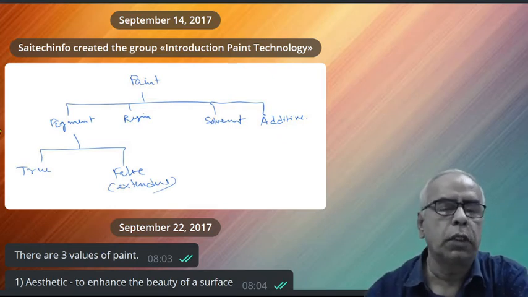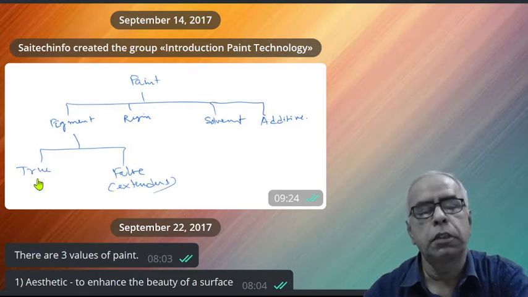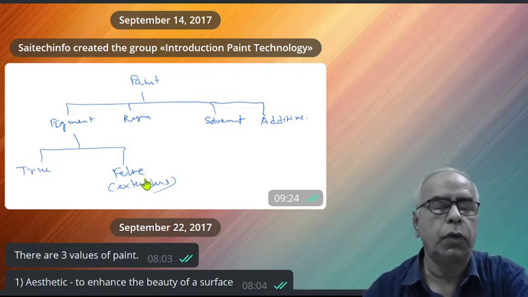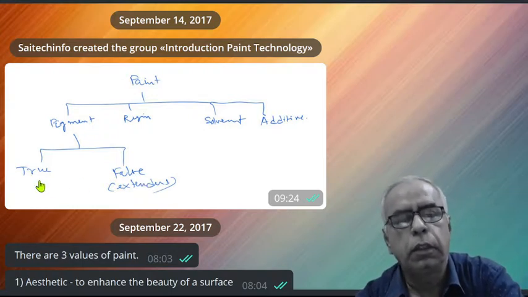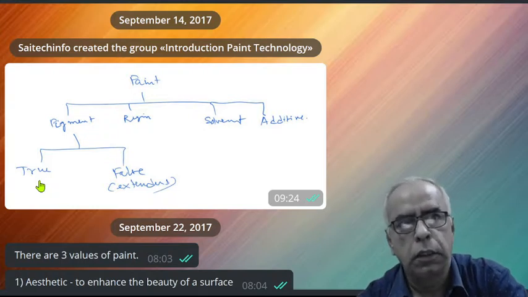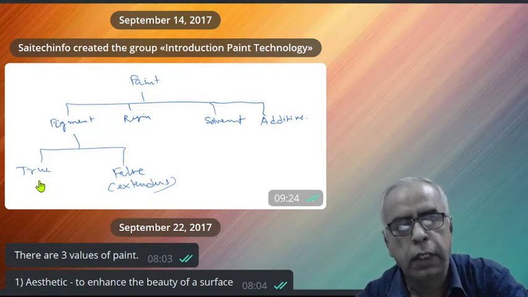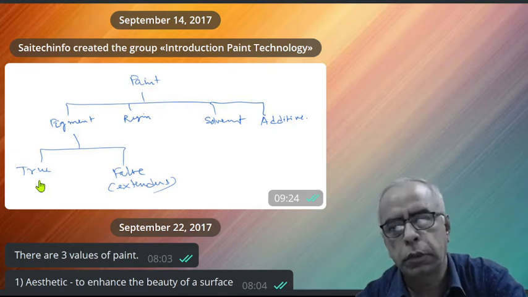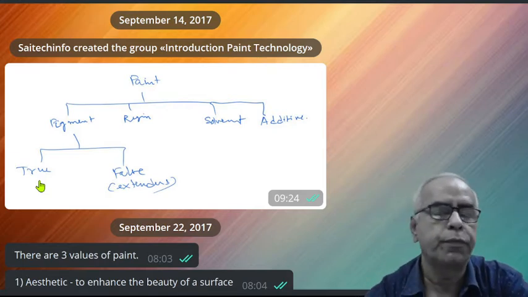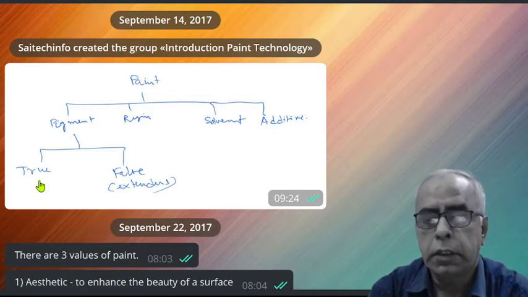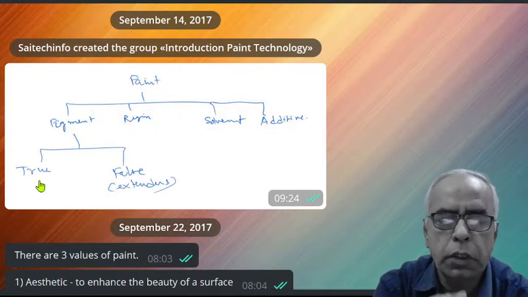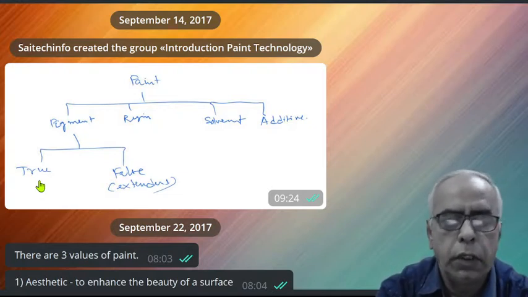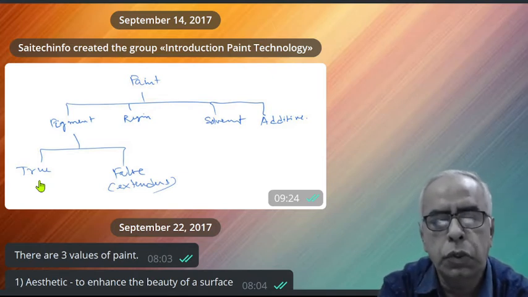Now let me focus on the pigment. This can be classified into two parts, that is true pigment and false pigment. True pigments impart colors, they offer colors. The coloring matter is nothing but some inorganic or organic materials. Whereas extenders, which are the false pigment, are used just to fill up the surface. In fact, by incorporating this, you can reduce the cost also.